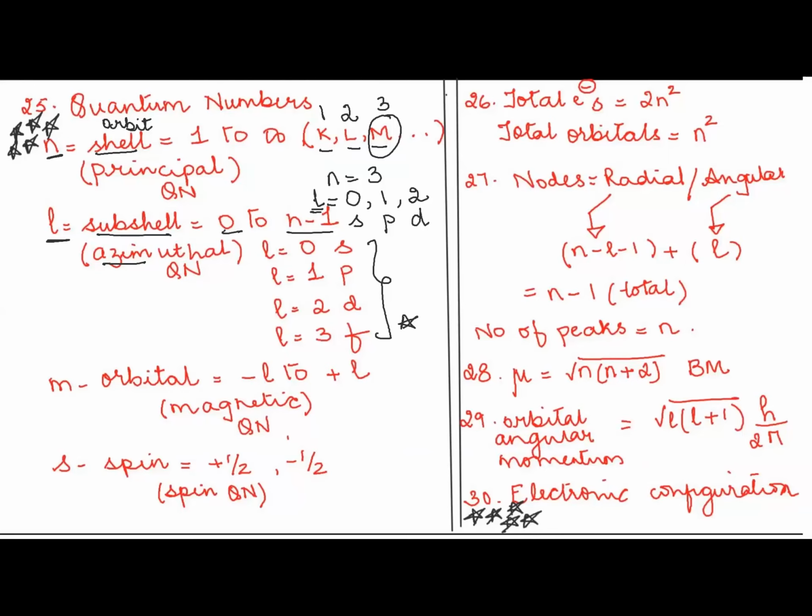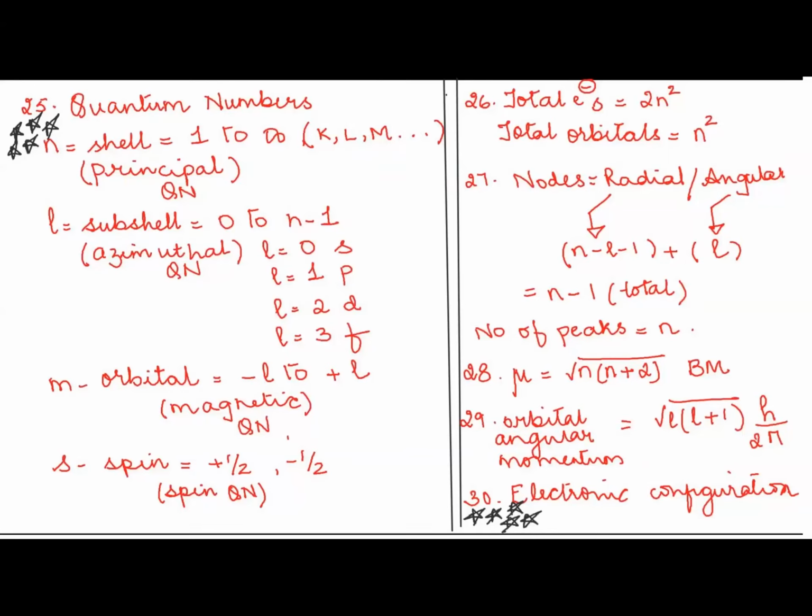Similarly, if we have N equal to 4, what does it mean? What are the values of L? 0, 1, 2, 3. What does it mean? The fourth shell, that is N shell, has subshells S also, P also, D also, F also. So you can see clearly here that it is telling us about the subshell to which electron belongs.